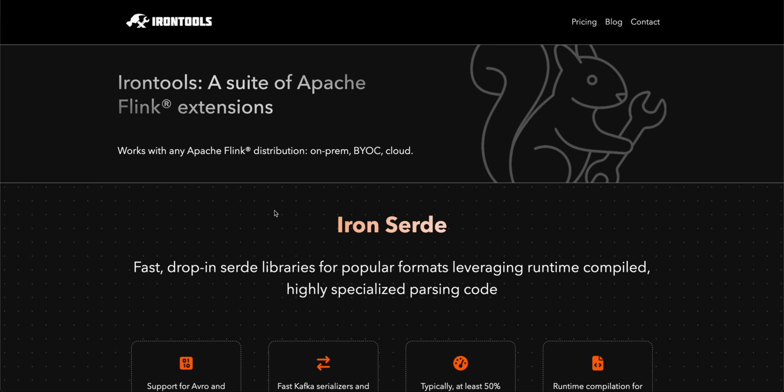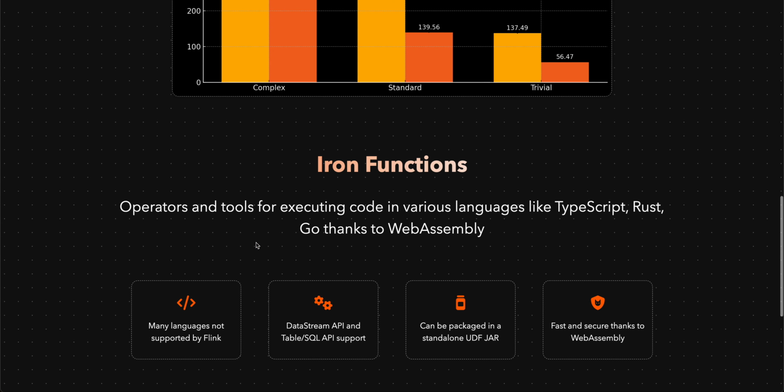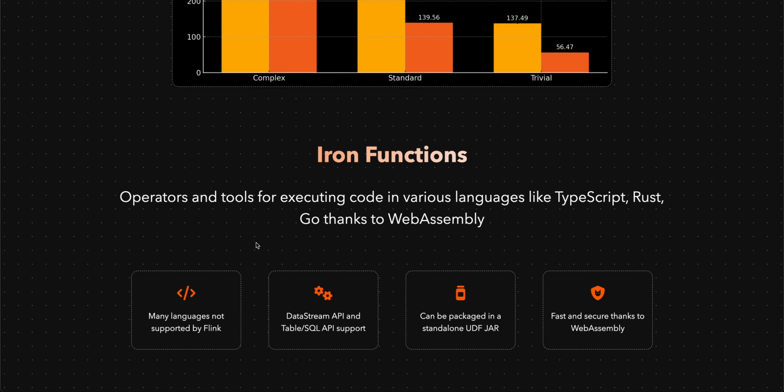Hi everyone, this is a demo of Irontools, a suite of Flink extensions that make Flink more efficient and unlock new use cases. This demo is about Iron Functions. This extension allows you to execute your business logic in different languages like TypeScript, Rust, Golang, so languages that are not typically provided by Flink, not supported by Flink. And this is possible thanks to a fast and secure WebAssembly runtime that we use in Irontools.